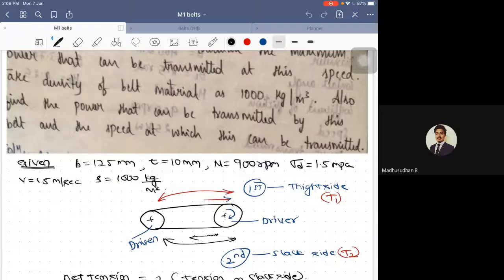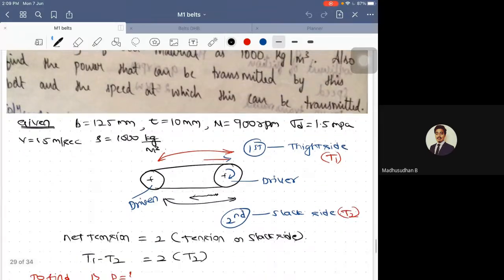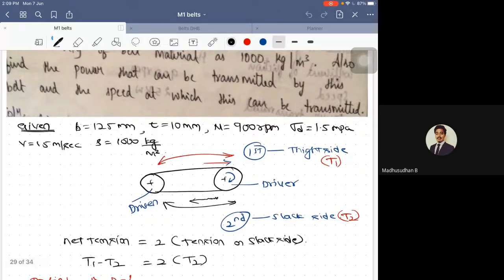Resistance is 1.5, velocity is 15, density of the belt material was given, which is 1000 kg per meter cube. Very good. So he has given us this particular statement where he says the net tension in the belt is equal to 2 times the tension in the slack side. So that particular sentence was given in the problem.